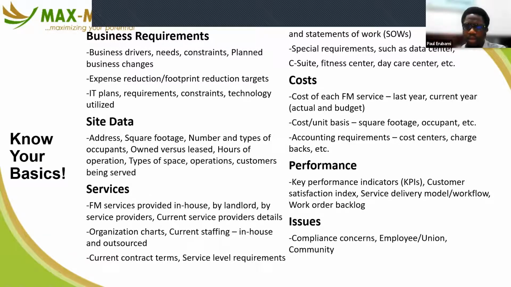Have it handy, know it. If there is a change in any of your site data, update. Because we could be having a discussion around water, for example, and we're talking about how your water cost is going up.